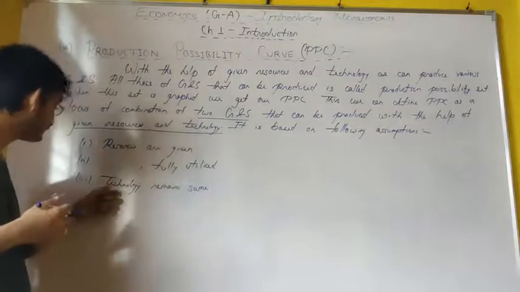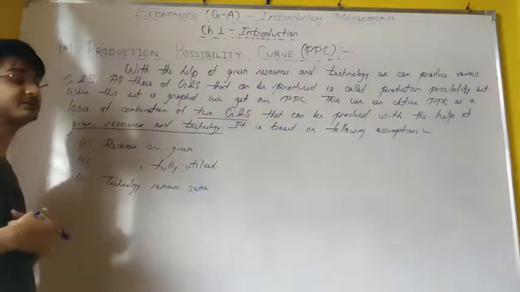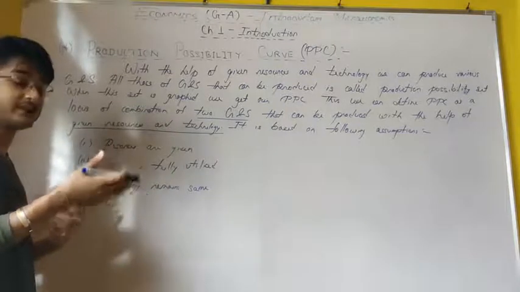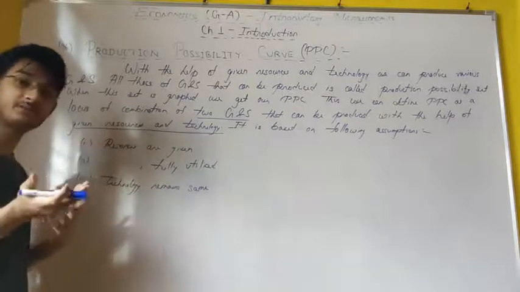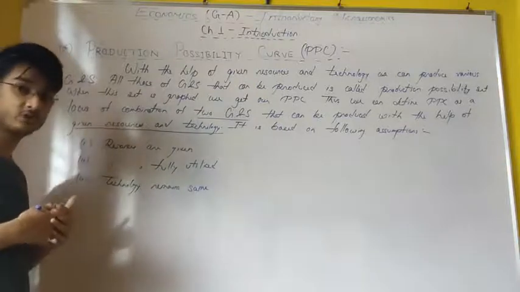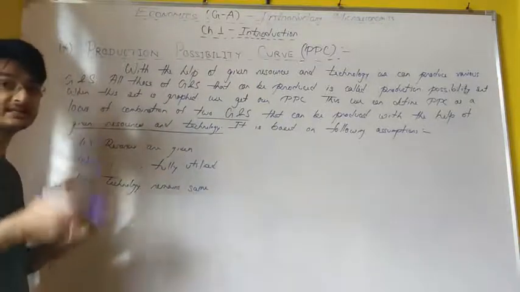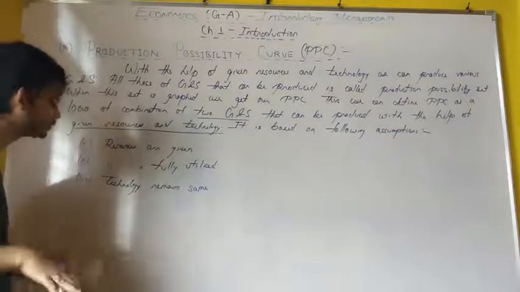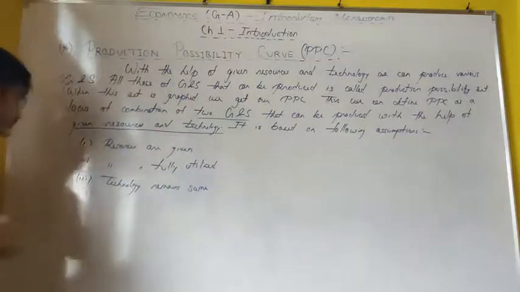Now this third assumption is specifying that whatever technique of production we choose, there will be some amount of labor and some amount of capital. The amount of those technological inputs remains the same. Hence the technology remains the same throughout the production process.